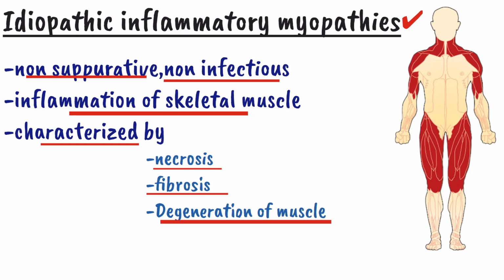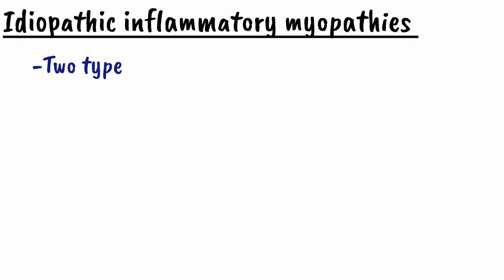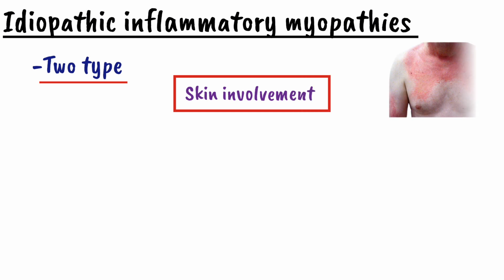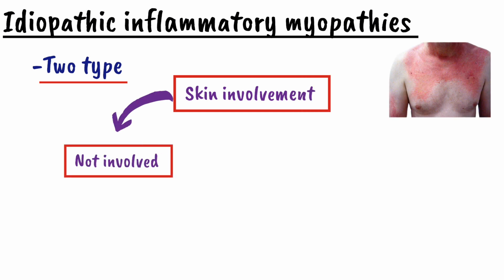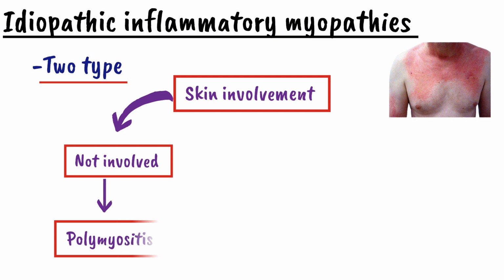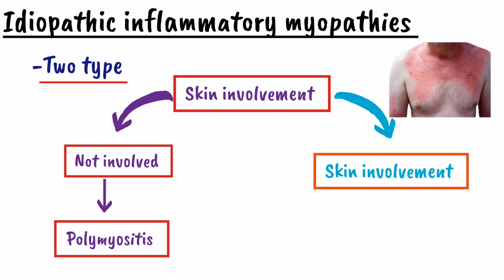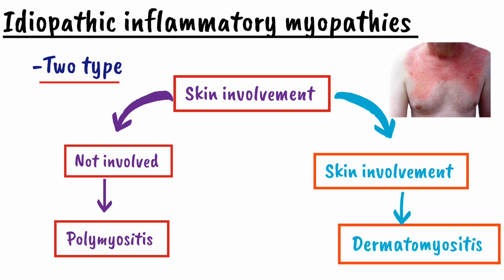It means that it is a disease in which there is a chronic inflammation of skeletal muscle but no history of infection and suppuration, and as a result of this inflammation there will be necrosis, fibrosis and degeneration of muscle. It is primarily divided into two types on the basis of involvement of skin. If the skin is not involved, only muscle is involved, it is called polymyositis. But if there is involvement of skin along with muscle, this is called dermatomyositis.